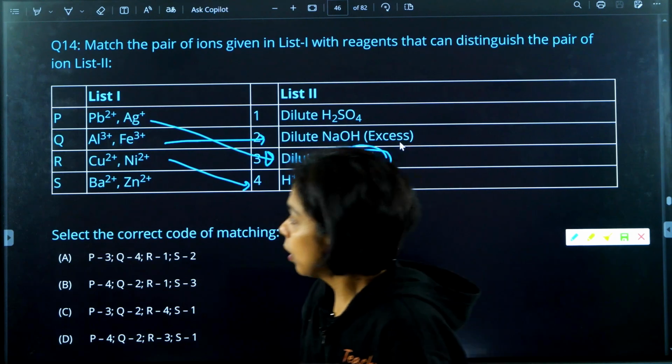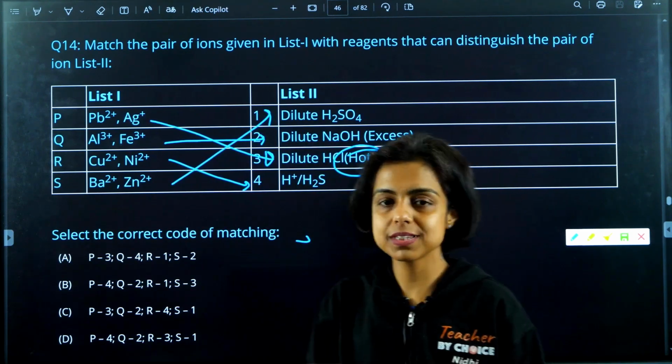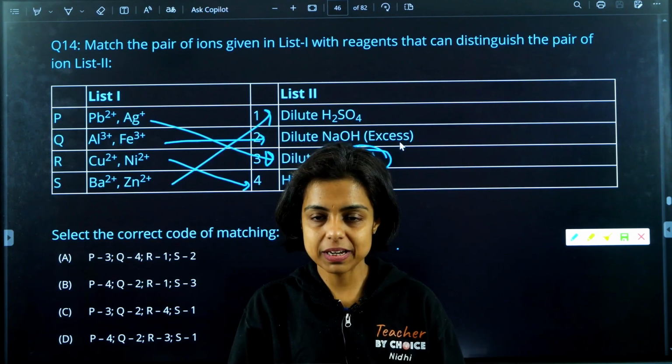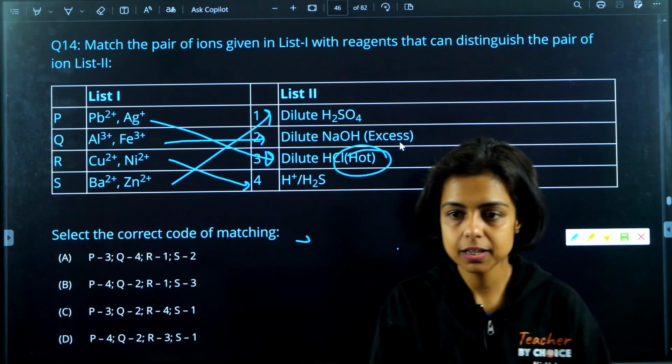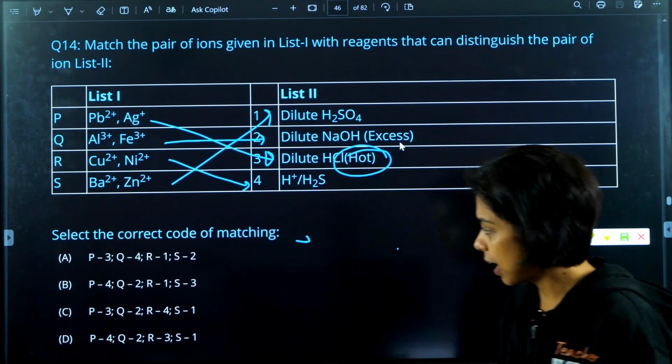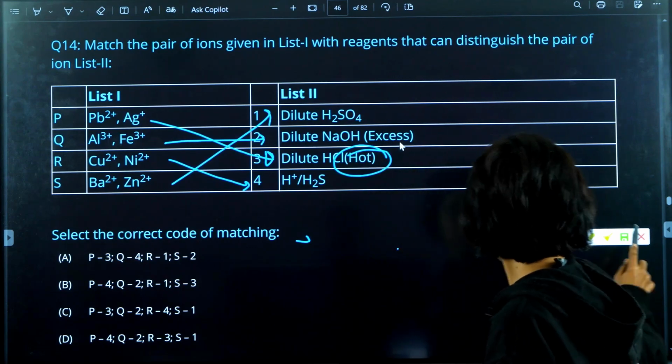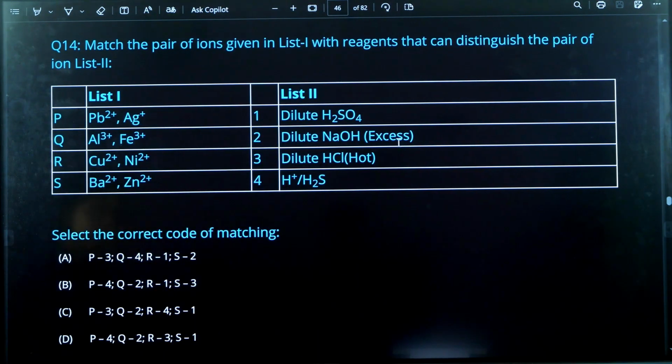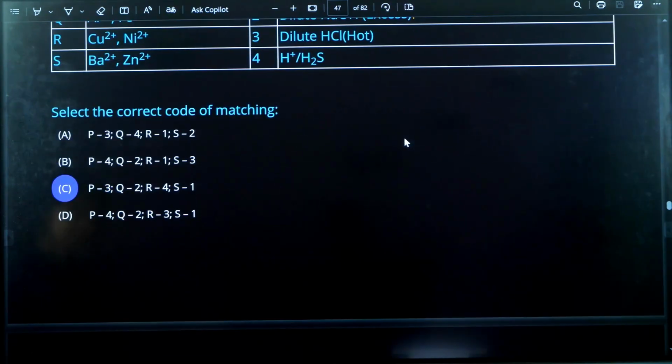Okay, barium sulfate, you know, is a white precipitate. So by this you can differentiate, right? BaSO4, the white precipitate is formed, so you can differentiate. So I hope you get your answer, guys. It was also there in the previous test. So the answer will be C.